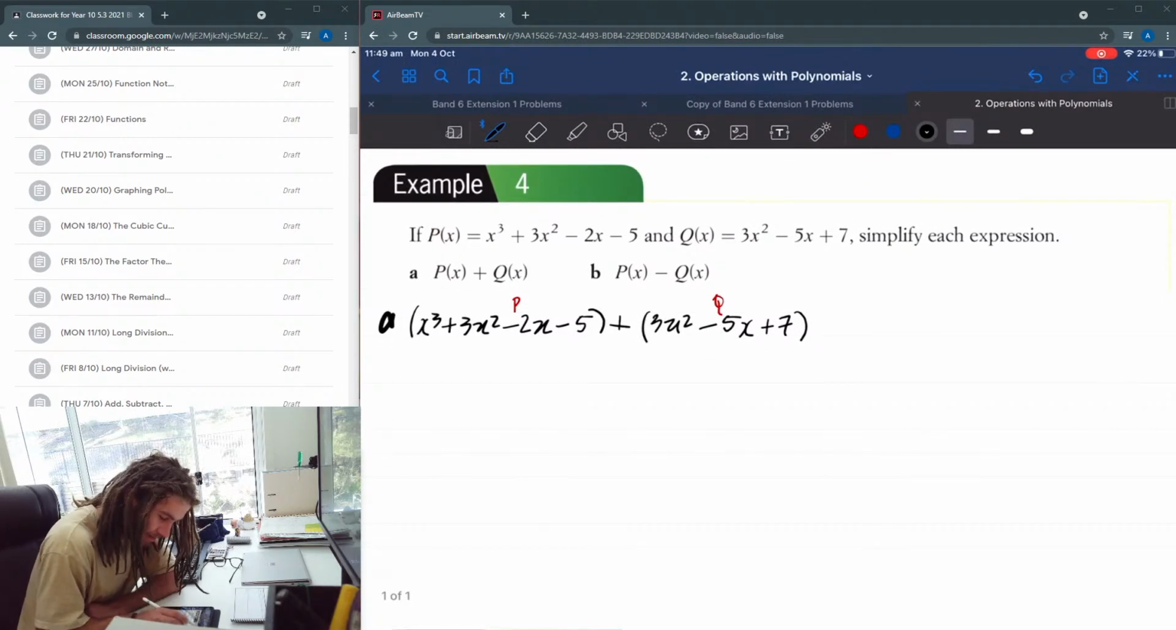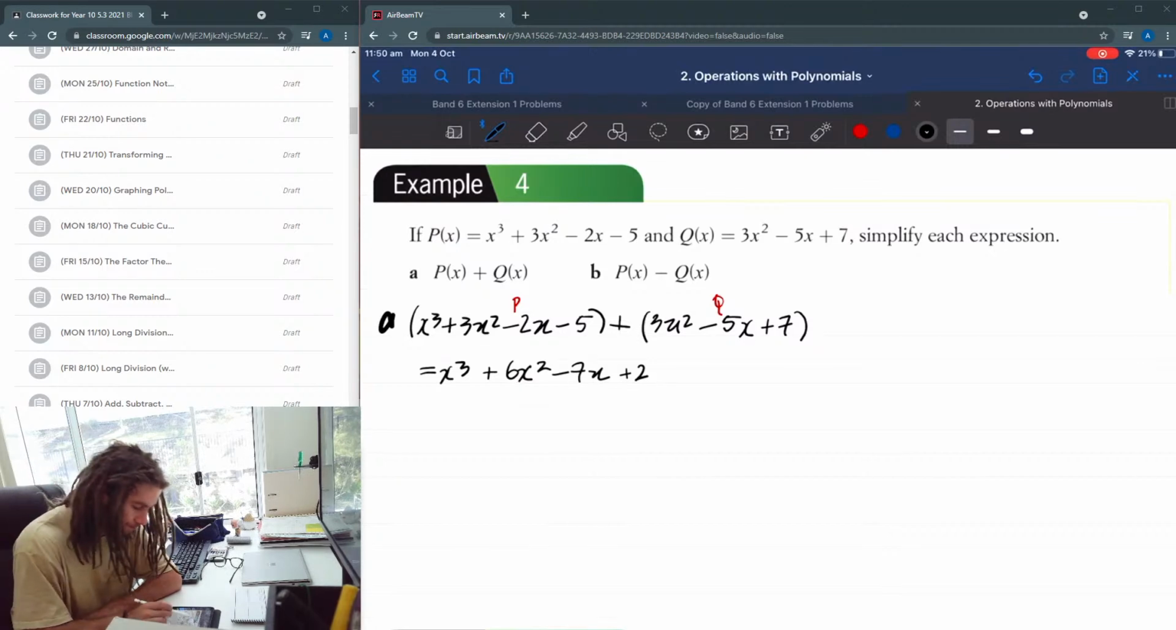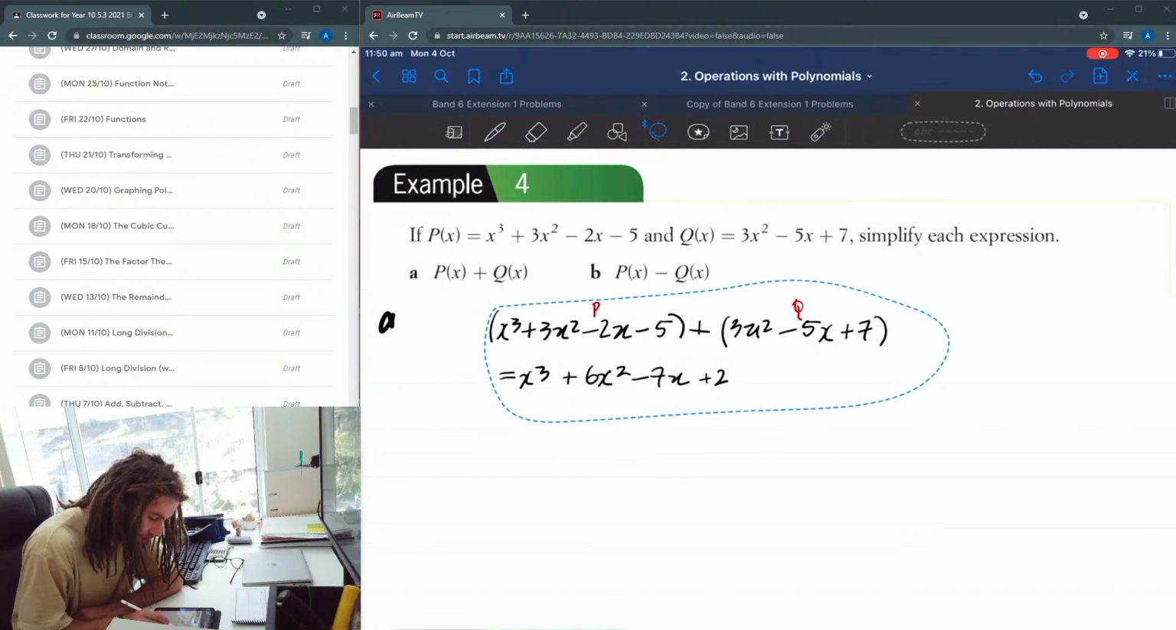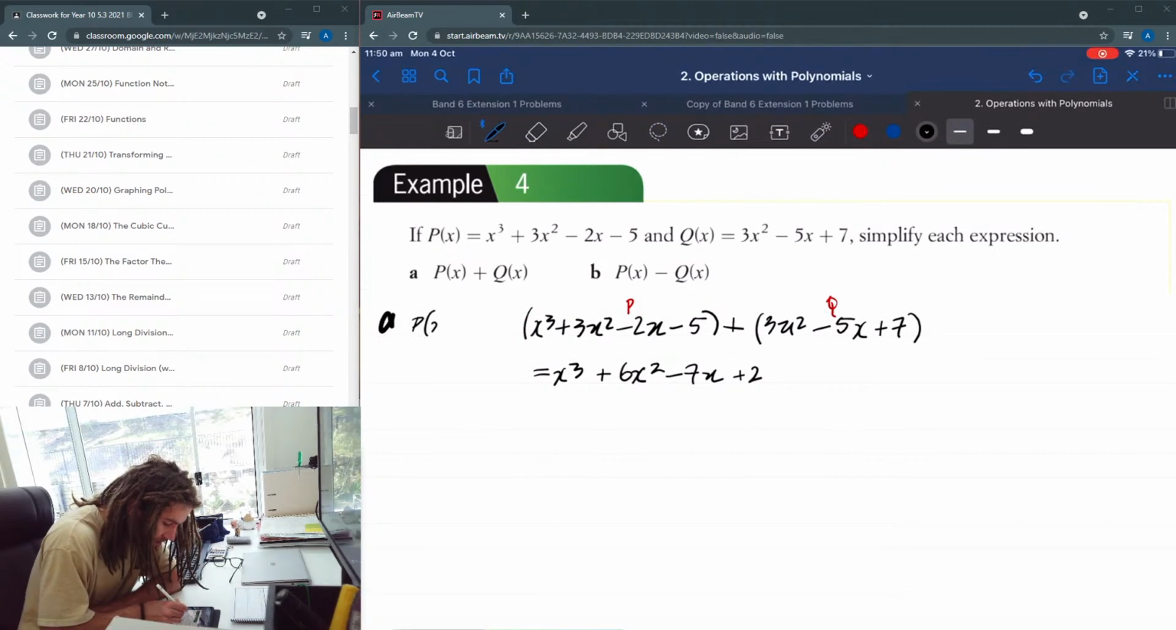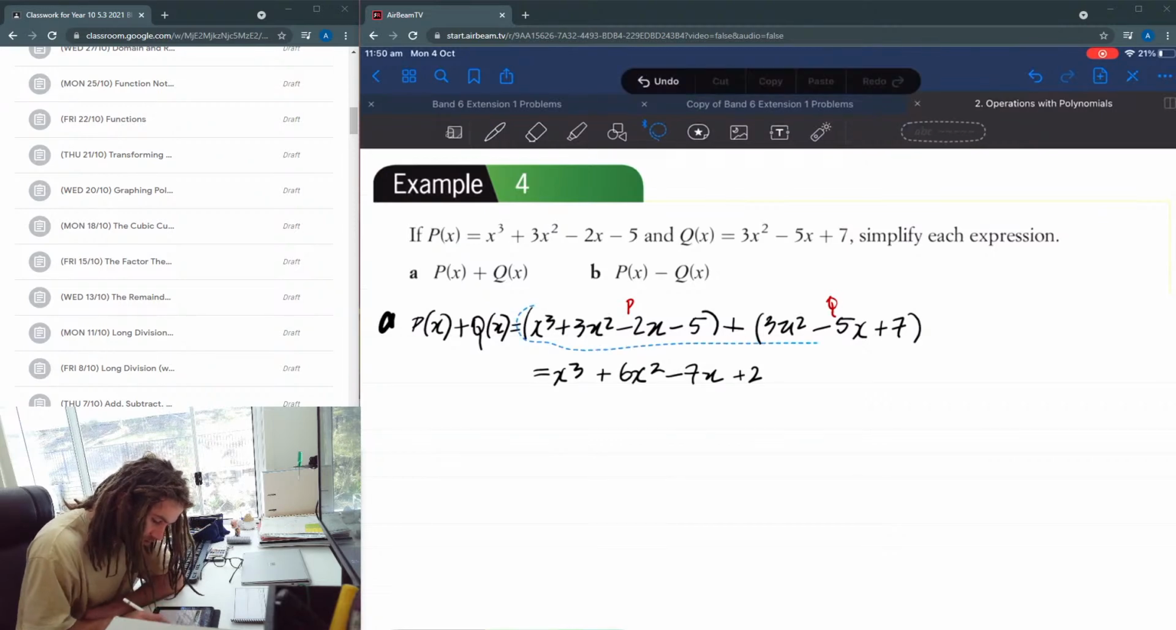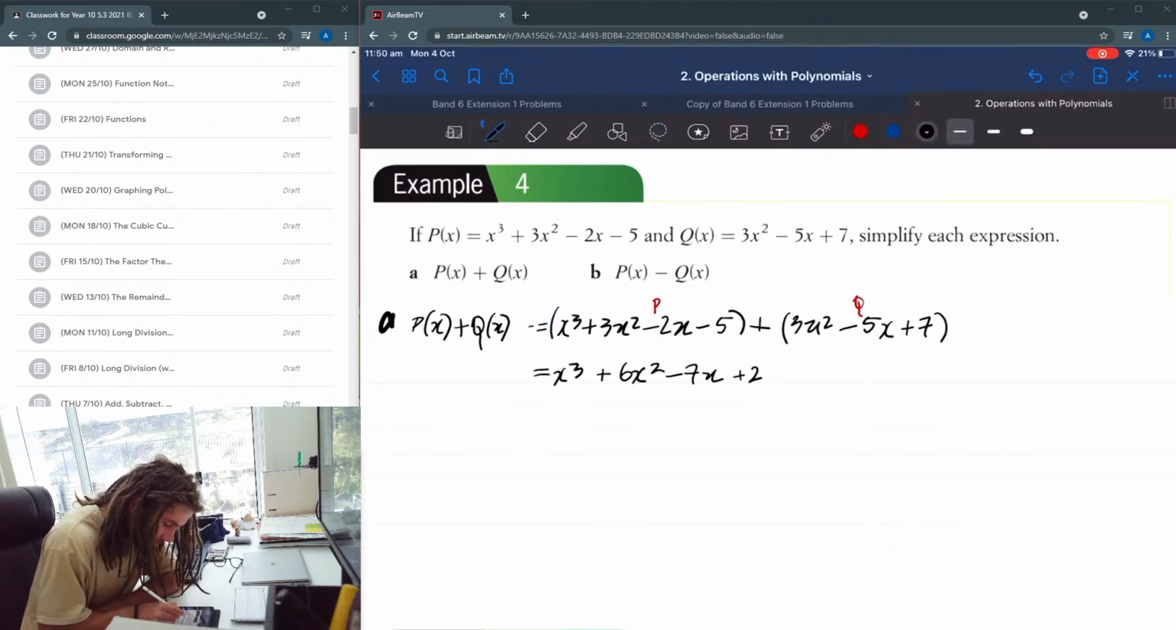So, okay, there's an x cubed, there's no x cubed over here, so I'm going to have x cubed. I've got a 3x squared, and I've got a 3x squared, and there's a plus. So that's 6x squared, minus 2x, minus 5x, minus 7x, minus 5 plus 7, plus 2. Done. That's it. So if you wanted to be a little bit more proper, you could just chuck in here p of x plus q of x equals, put the equal signs on top of each other. Maybe make that bigger so it doesn't look stupid.